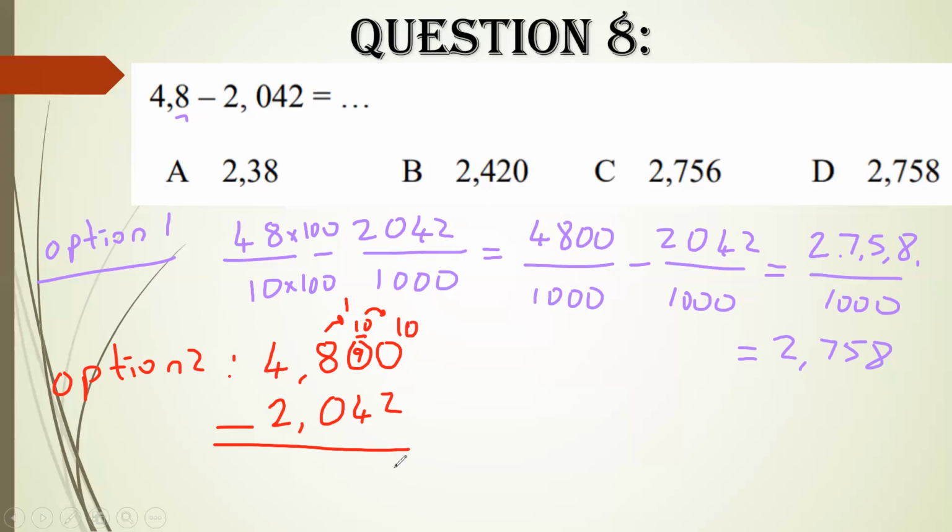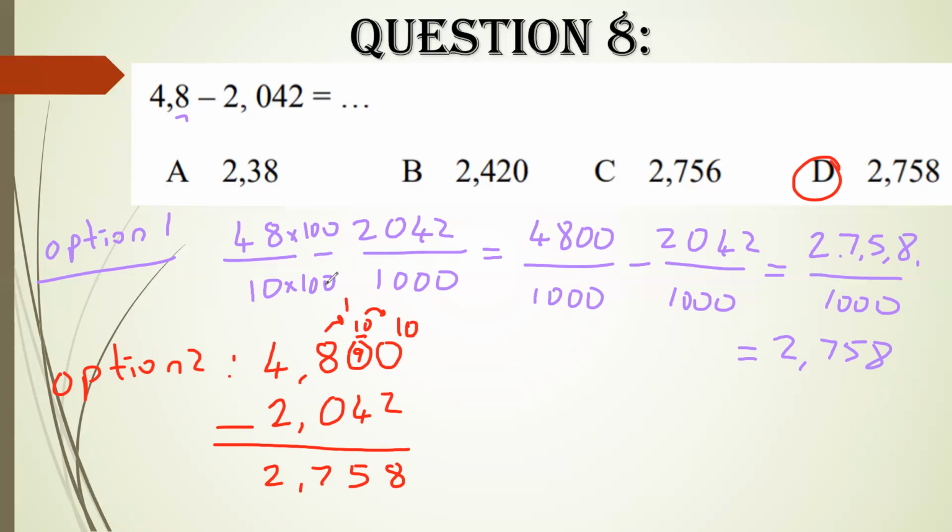10 minus 2 is 8. And then 9 minus 4 is 5. And what is left here? 7 left. The comma just coming down. 4 minus 2 is 2. So just like 4,800 minus 2,042, but with comma. So our answer is D. That's it. So this kind of question, you can answer like this. Question 9 coming now.